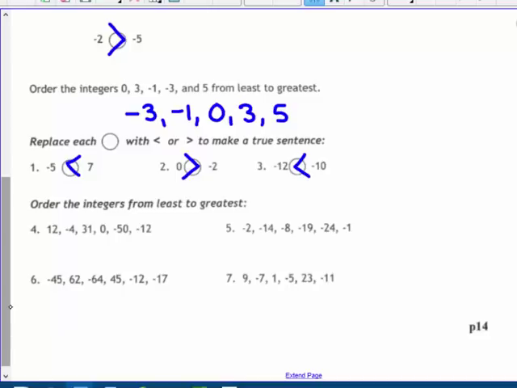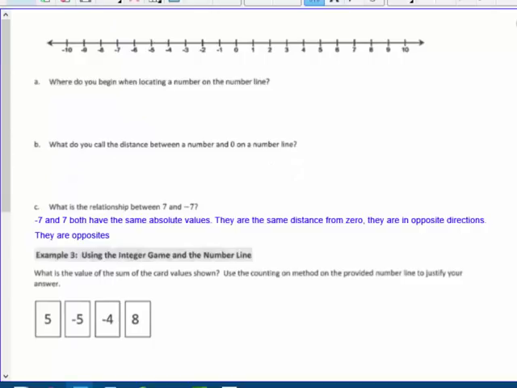Numbers 4, 5, 6, and 7, order those integers from least to greatest. I'm going to leave those for you to do, so you can pause the video now, try those 4 problems, and put those integers in order from least to greatest. We'll go over that in class. Let's go to the next page. Make sure you answered those questions.